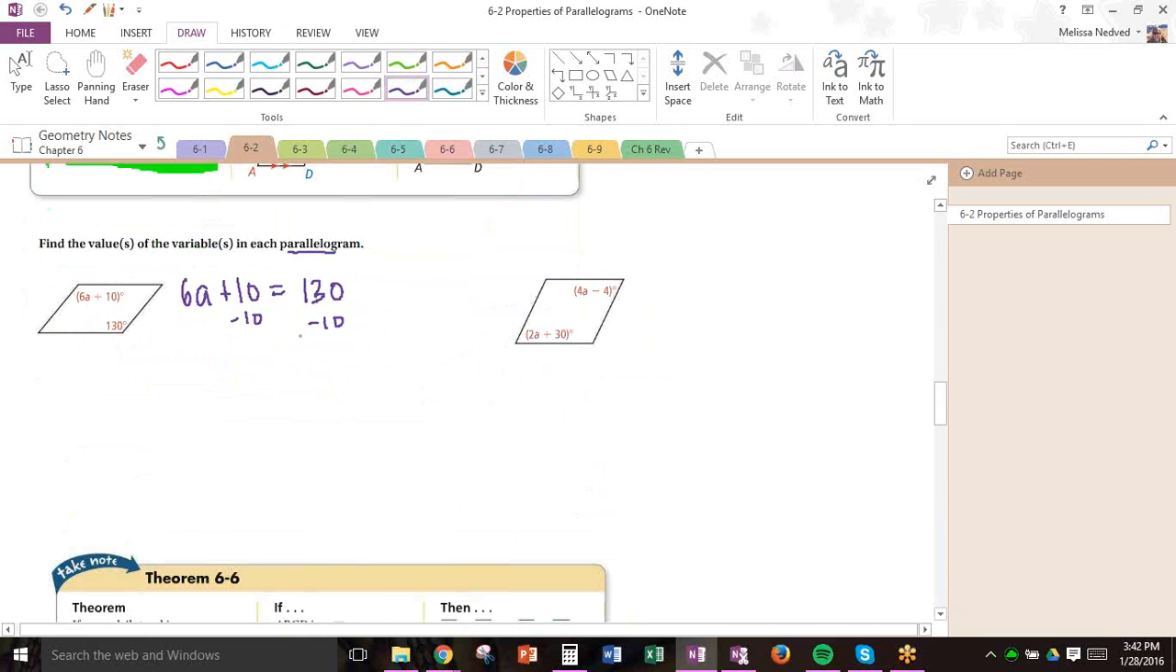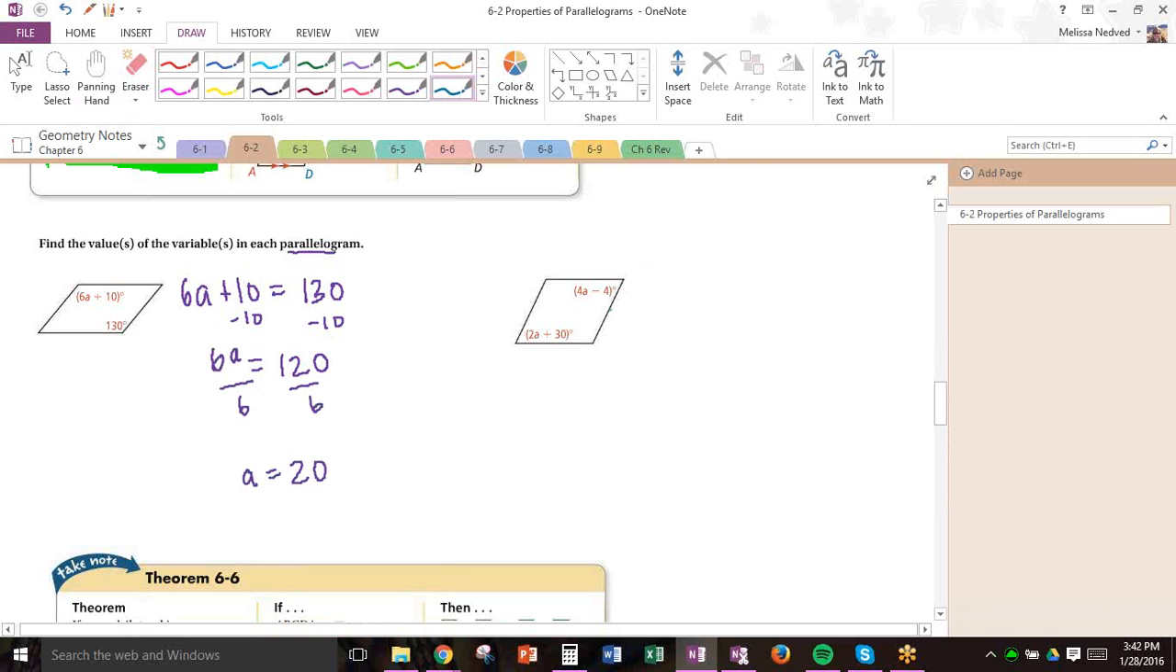Start by subtracting 10 from both sides. 6a is equal to 120, and then divide both sides by 6 to get the a by itself, and a is equal to 20. Again, go ahead and check that by plugging it back in. That top left-hand angle should equal 130 since opposite angles are congruent. 6 times 20 is 120, plus 10 is 130, so both angles there are 130.